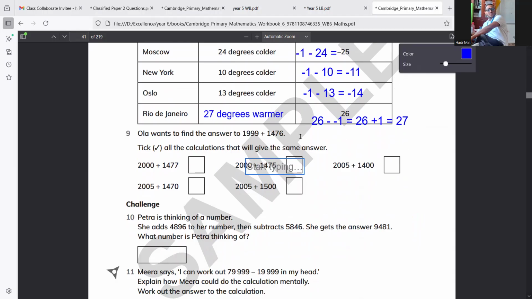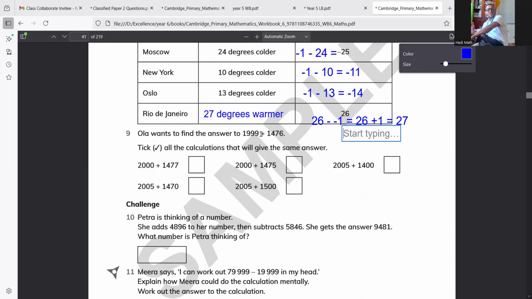Like 1,999 plus 1,476. They say take all the calculation that will give the same answer. They say 2,000 plus 1,477. What they did here, like they try to what? To make the same thing, or they do this math mentally.